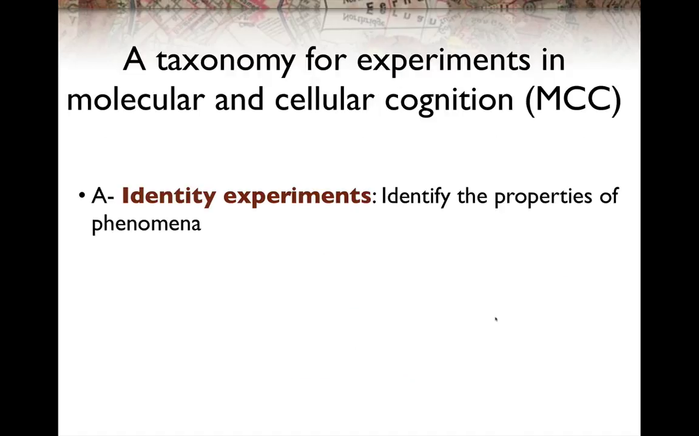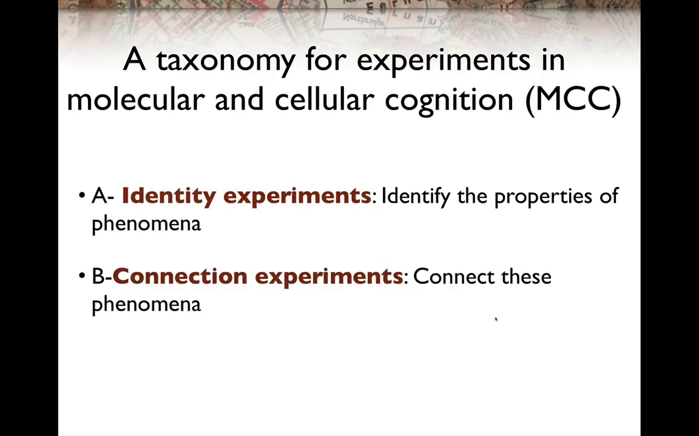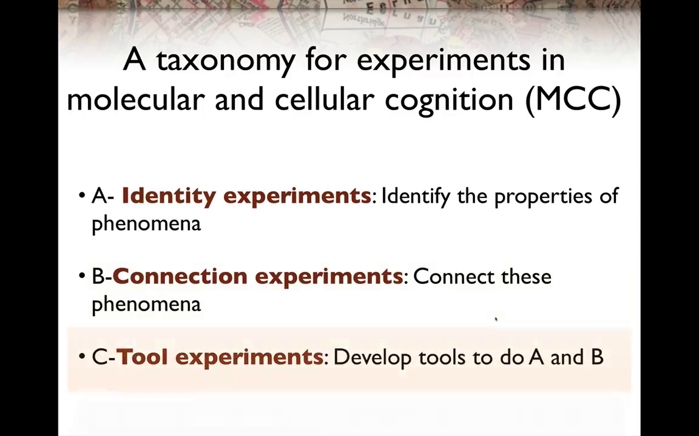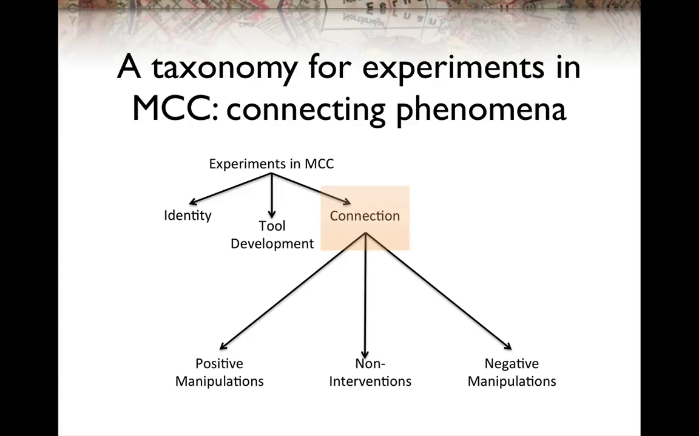Identity experiments are not causal experiments. They serve to characterize phenomena that interest us. Connection experiments, on the other hand, test causal connections between phenomena, such as the possible role of a physiological property in behavior. Tool experiments are designed to develop and characterize approaches, techniques, and equipment used to carry out identity and connection experiments. As the figure shows, there are 3 types of connection experiments: positive manipulations, non-interventions, and then negative manipulations.